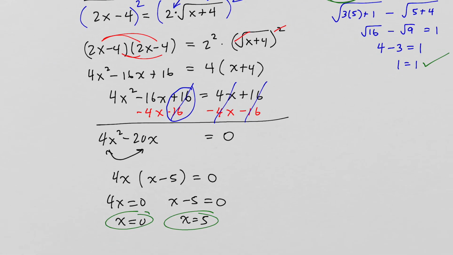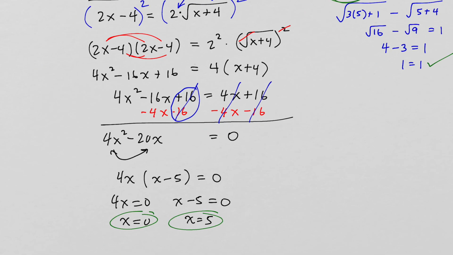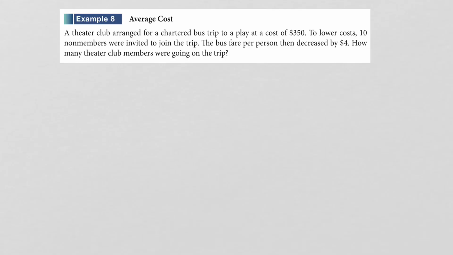So if I go back down to the bottom where we had these two solutions, 0 does not check, 5 does check. So the only answer here is x equals 5. Let's take a look at an application problem.